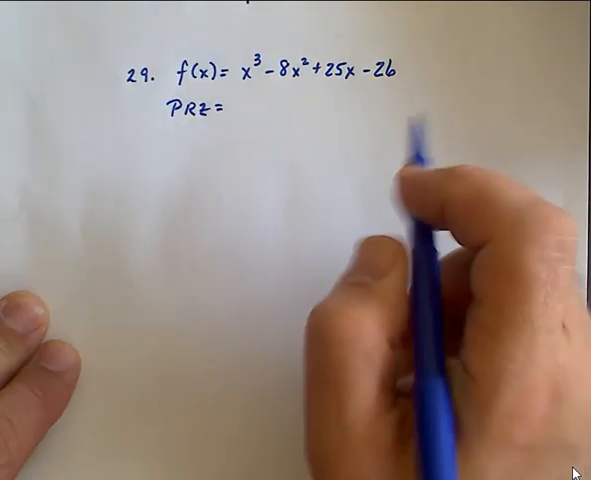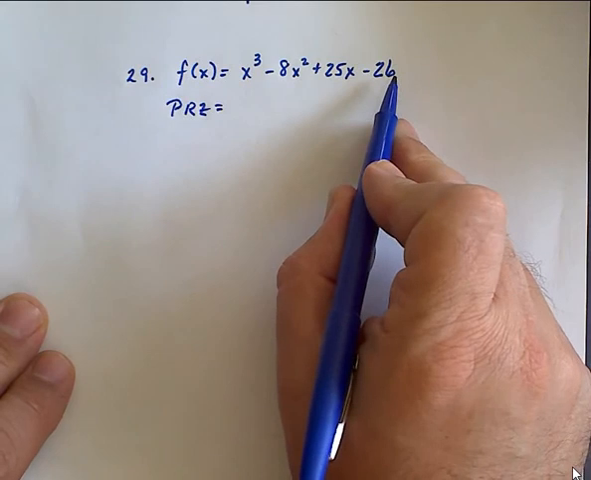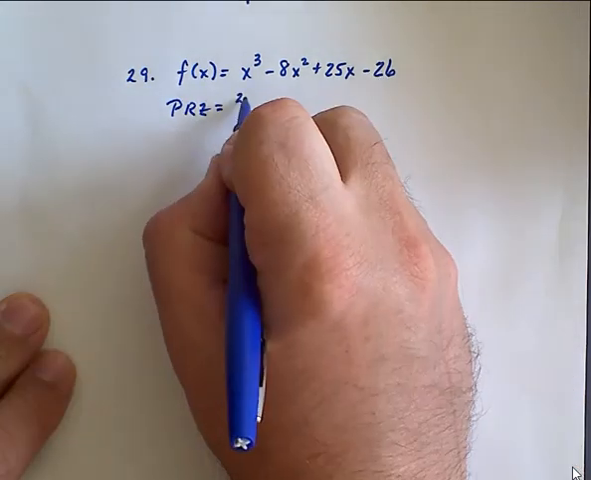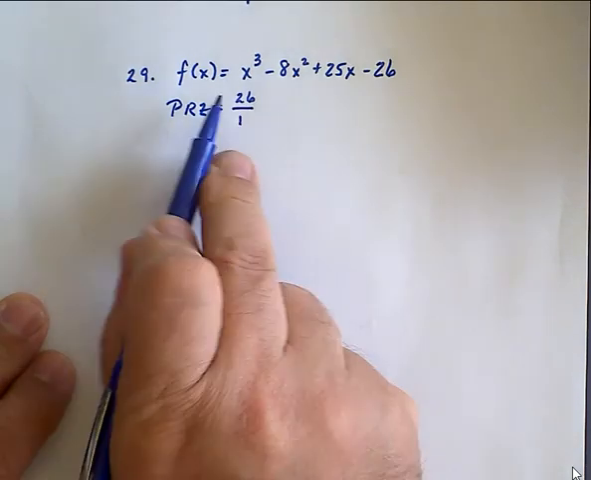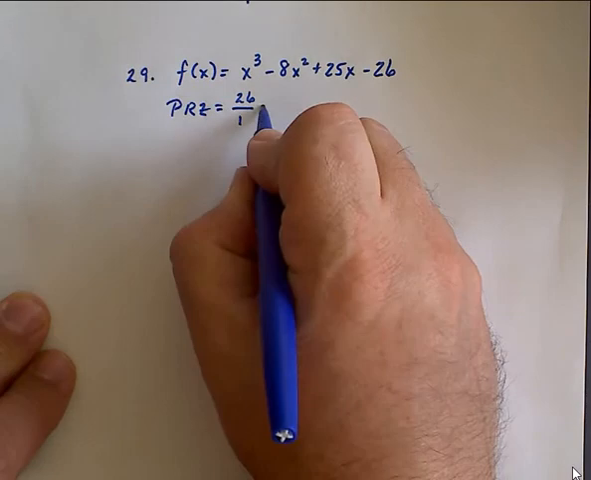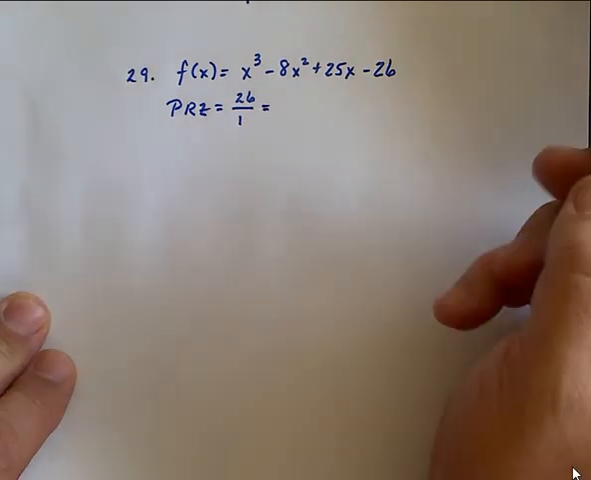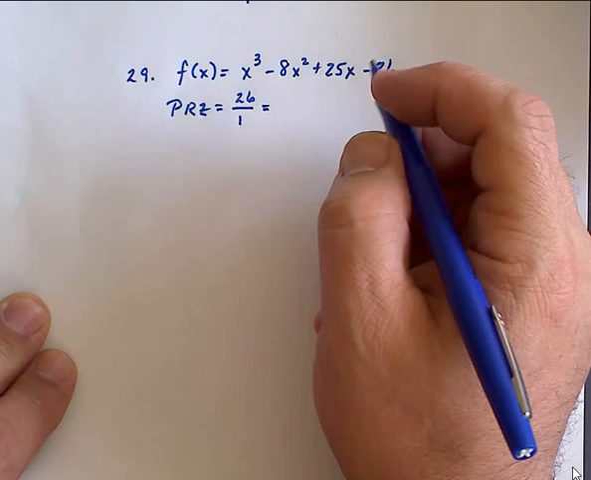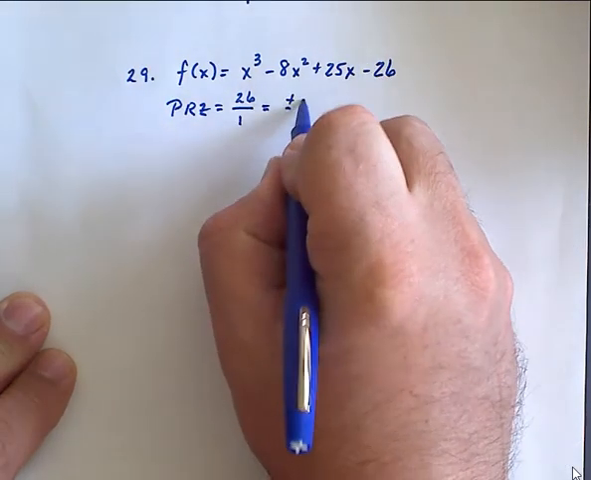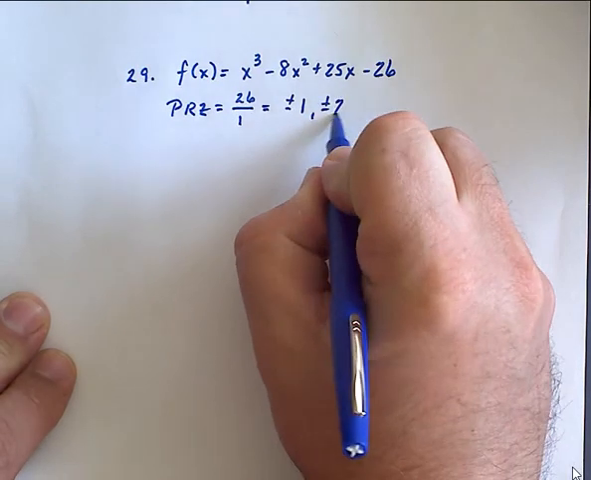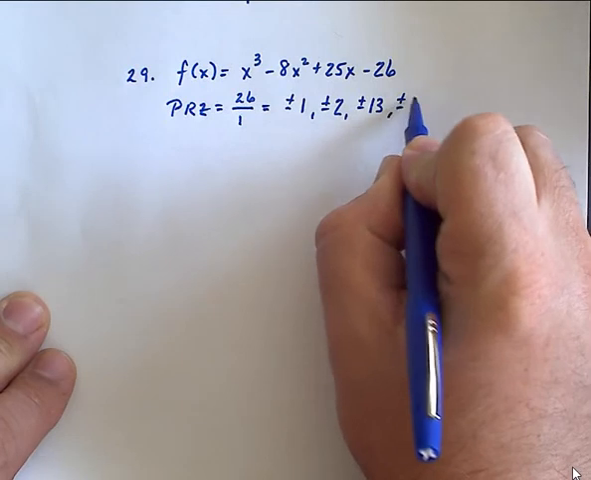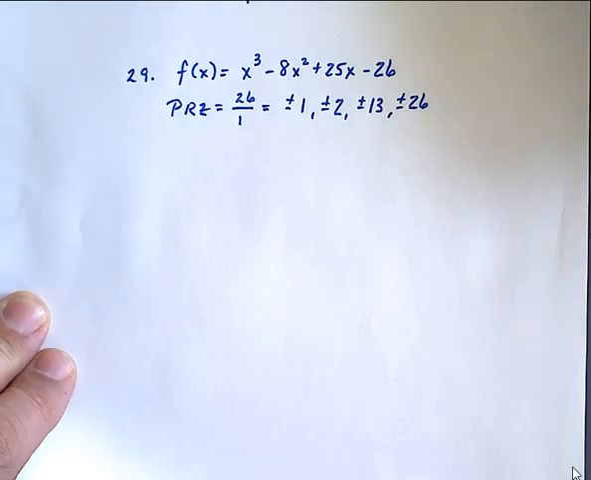So you take the last number, 26, and you break it up into its factors. You've got 26 over 1, which is your lead coefficient here. So that's good, I've got no fractions to worry about. And the same thing is going to be true on 28. So that's going to be plus or minus 1, plus or minus 2, plus or minus 13, plus or minus 26. Those are my only factors of 26.